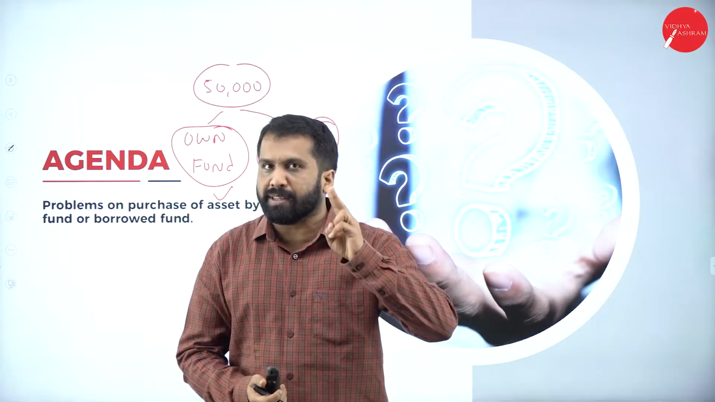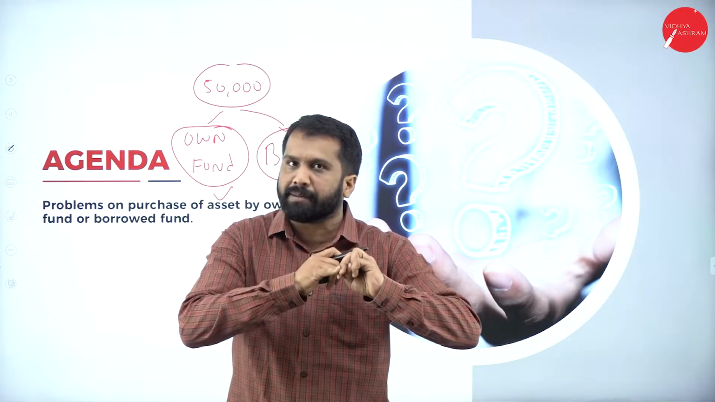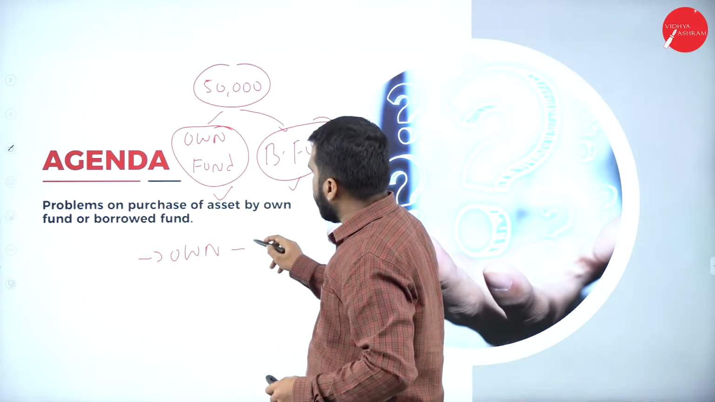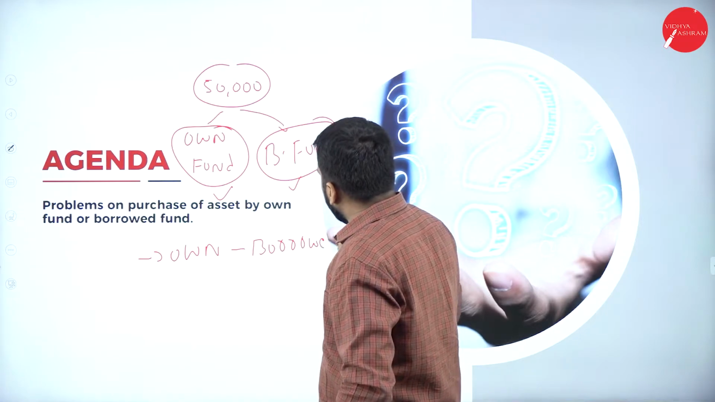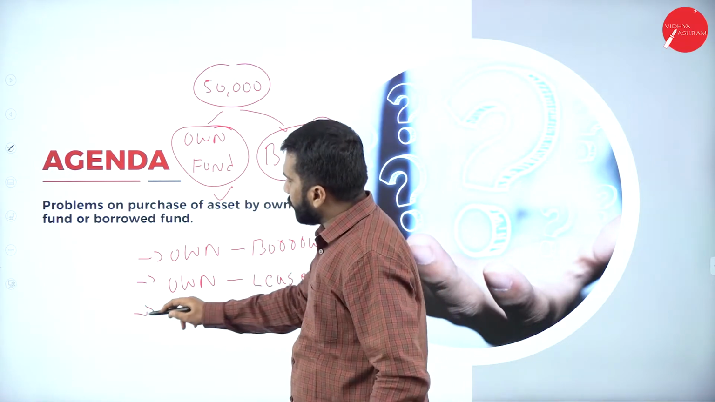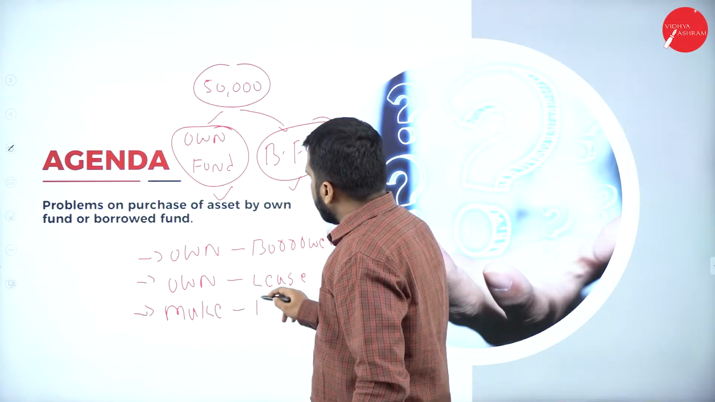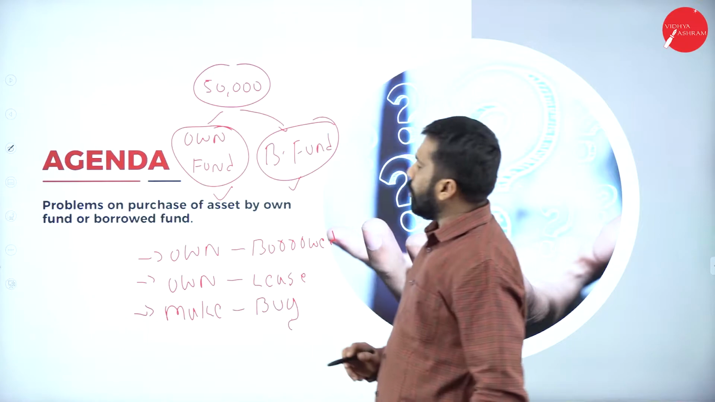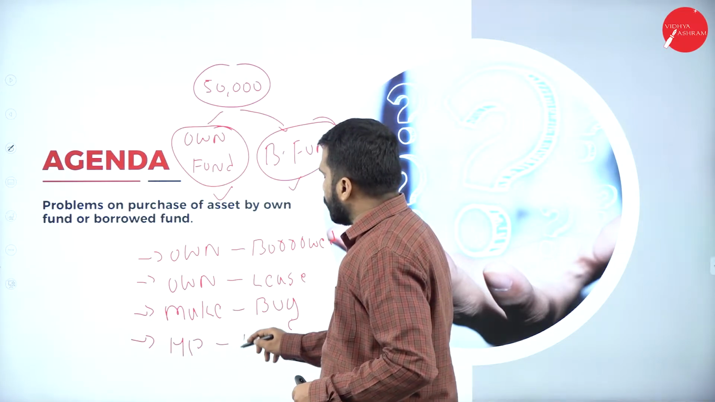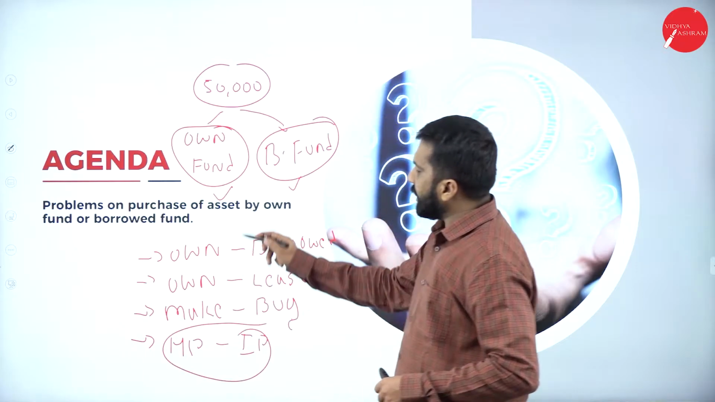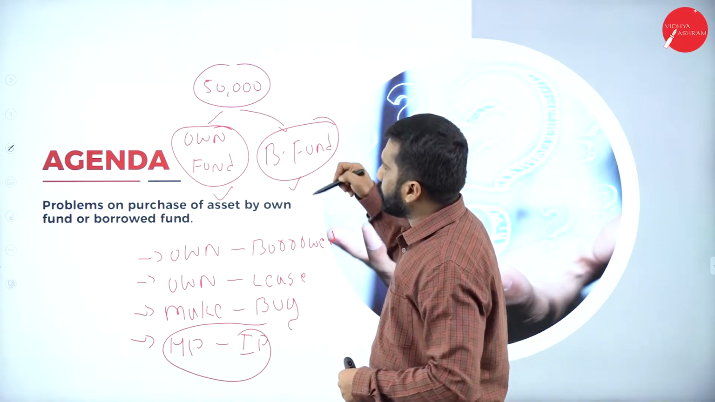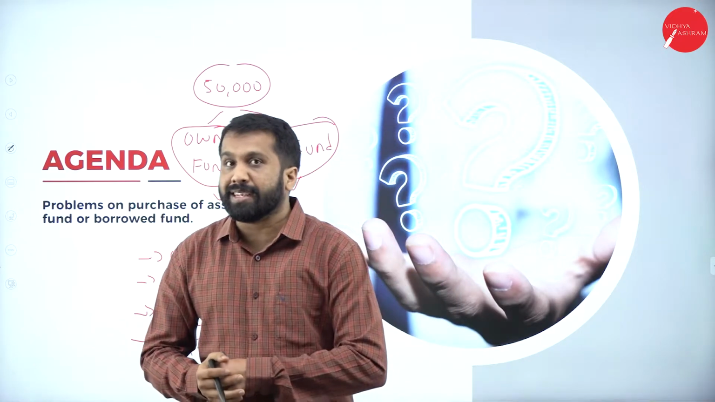How many marks will you get for this? You will get two problems from this unit. One will be 15 marks, one will be 10 marks. And which concepts will come? Very simple. One will be own fund or borrowed fund, next one own fund or lease fund, next one make or buy. These are the topics we are going to work out. Also we have hire purchase and installment purchase. This is not much important actually, but these are very important for your exam purpose. Today's session we'll go with own fund and borrowed fund. Next session we'll go with own fund and lease fund.